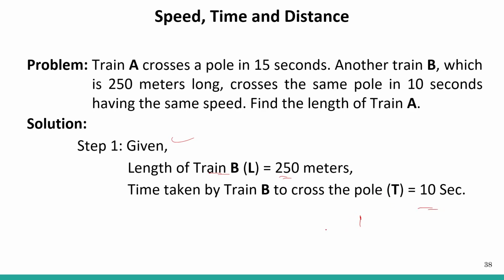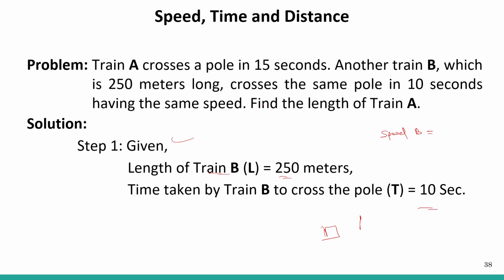So here is a pole and here is the train. As it passes through, as it reaches here, the time starts, and as it ends here, the time stops. So 250 meters in 10 seconds. So speed of train is equal to speed of B.